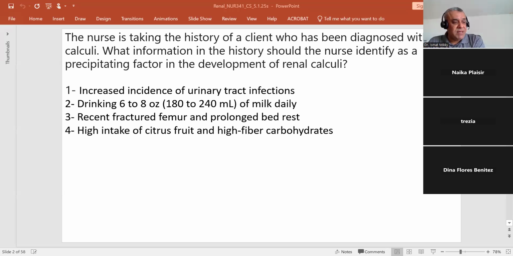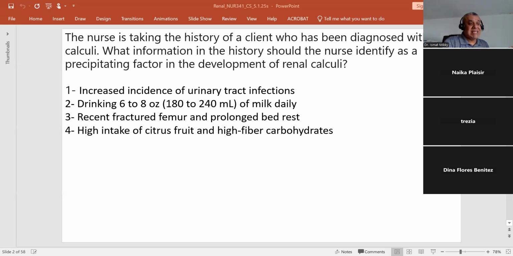We're going to cover these factors in a minute, but this question is kind of a preview, to give you a heads up of what could be the risk factors and the most serious ones among the 4 options here. Is it the increased incidence of UTI, or drinking about 6 to 8 ounces of milk daily, or recent fracture of the femur and the patient has prolonged bed rest? So the patient is on weeks or even sometimes months of bed rest because of a recent fracture of the femur.